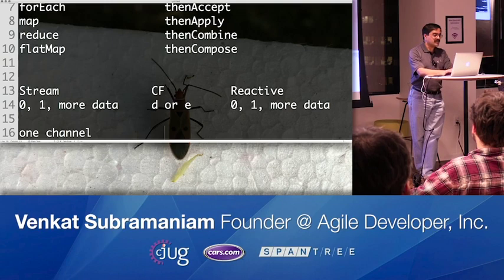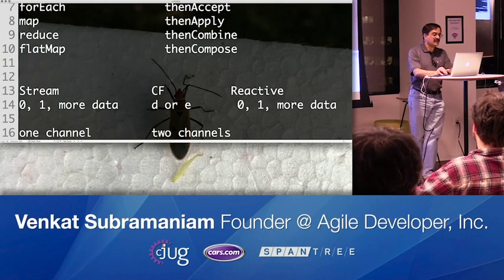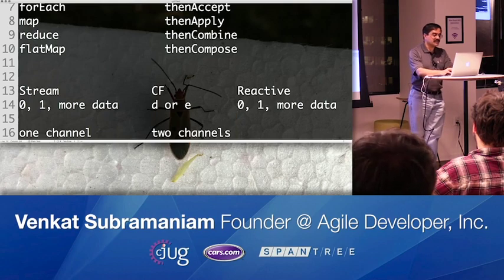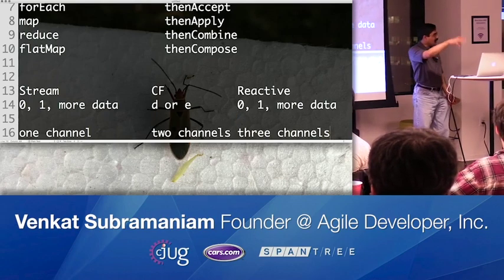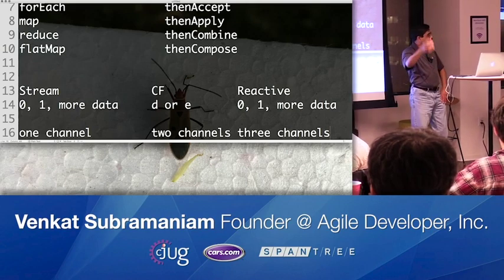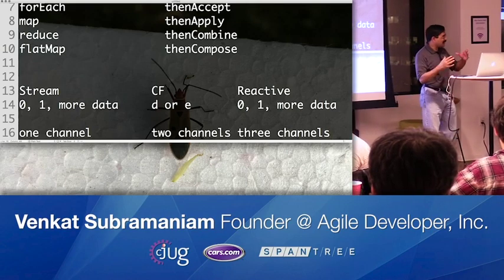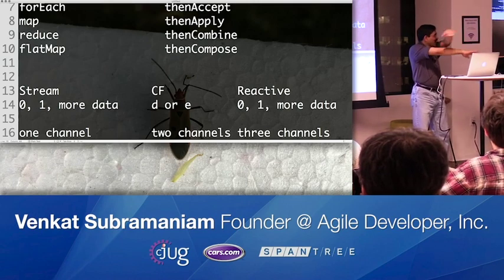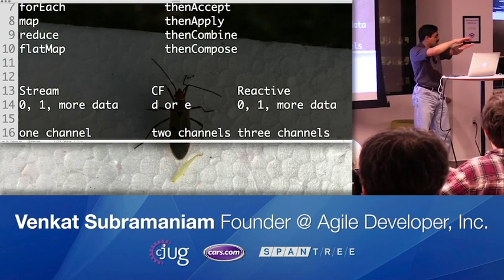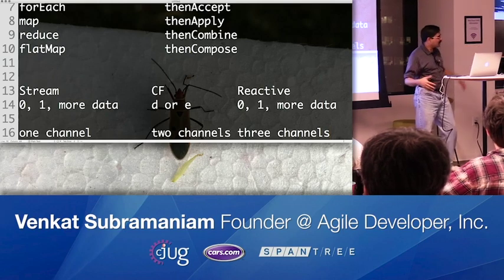Completable future has 2 channels. Reactive streams, on the other hand, has 3 channels. Because they have a data channel, an error channel, and they also have a complete channel. So you can see how they're not disjoint, there is overlapping between them, right? They're similar in some aspect, different in other aspect.